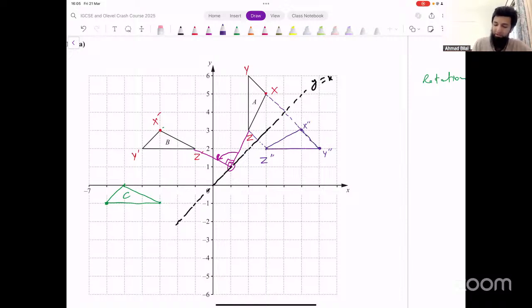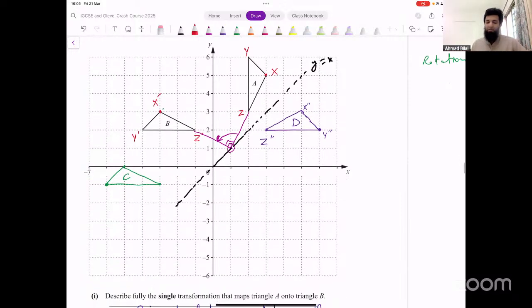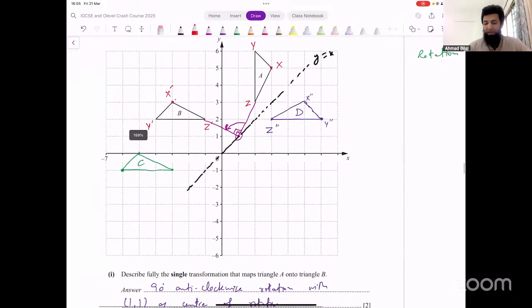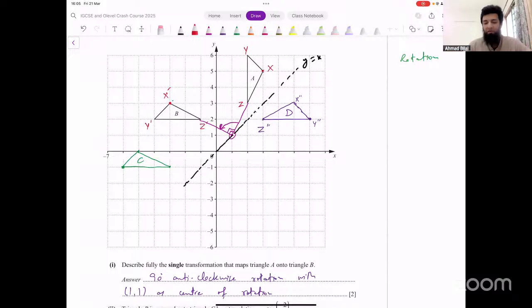This is the triangle D. Okay, now you can remove those extra lines. This is what it looks like. That's the triangle D reflected. That's the triangle A reflected in y = x, which becomes triangle D.